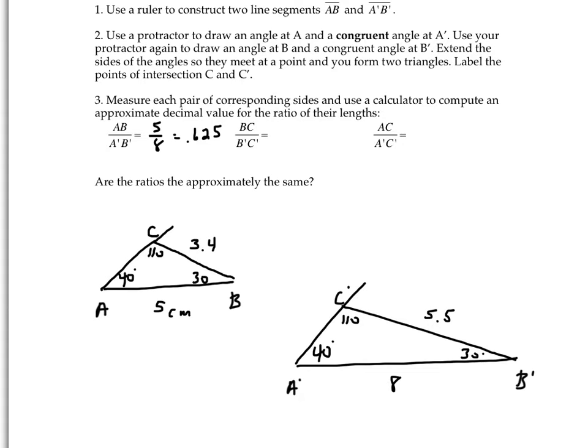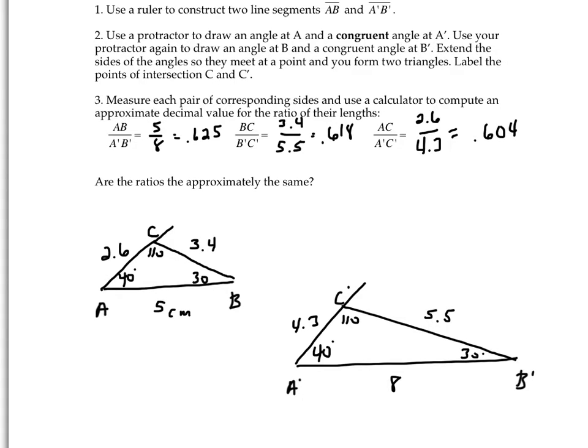So when we compare 3.4 to 5.5, and you'll do the same with your picture, remember your measurements are going to be different. When I divided those out, I got the decimal 0.618. Finally, for AC, I had a measurement of 2.6 centimeters, and A prime C prime was 4.3. And when I compare those, I have 2.6 divided by 4.3. It works out to be approximately 0.604.